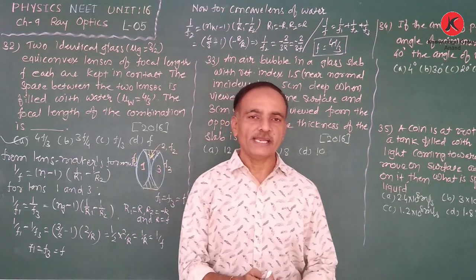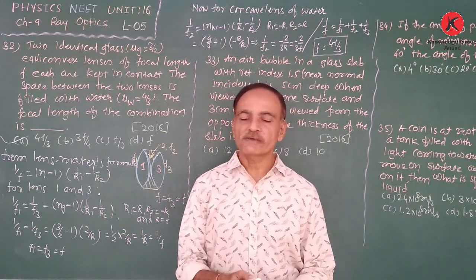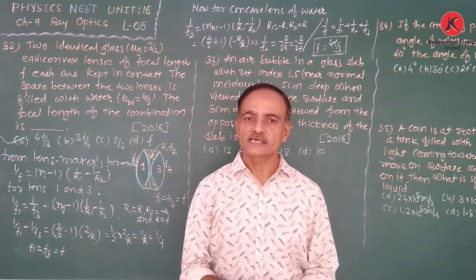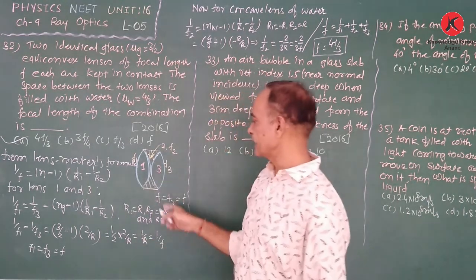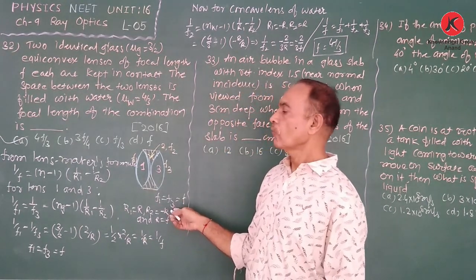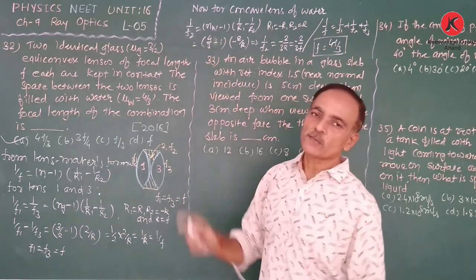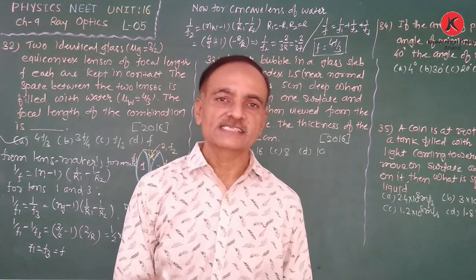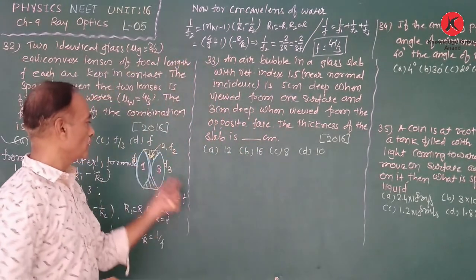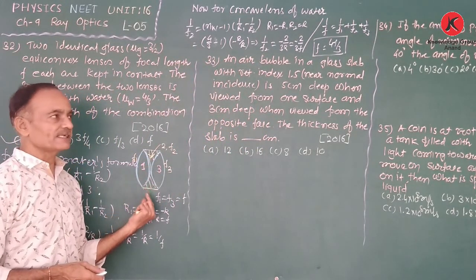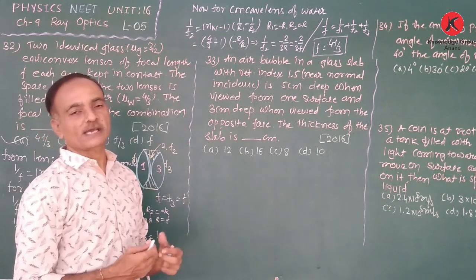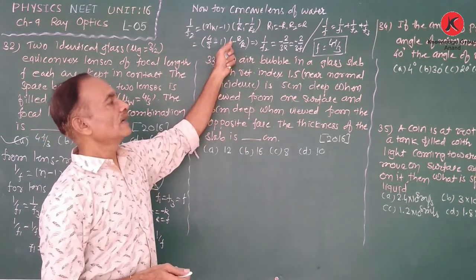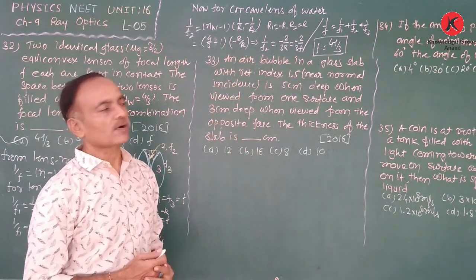Here for f1 and f3, that means both convex lenses, the focal length is given the same, that is f directly given. Only we have to find out the focal length of the space between the two convex lenses. This space is concave, and water is present, so that forms the concave lens of water, and we find out its focal length.